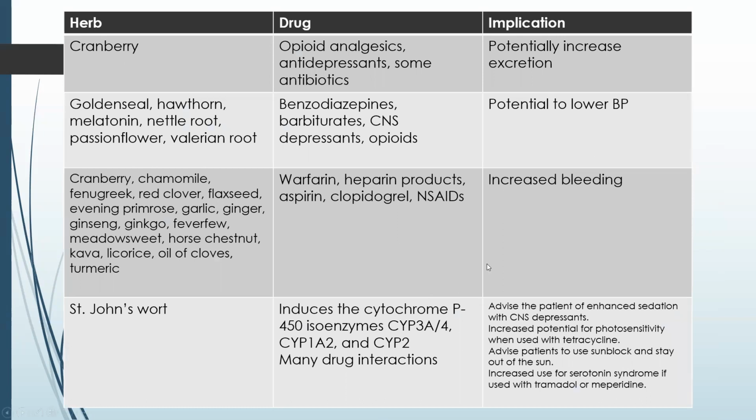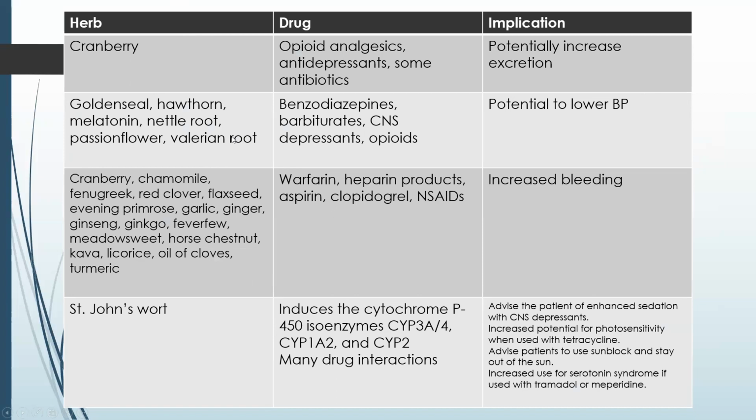You do not need to memorize all that's on this chart. I just thought it was interesting because it shows some interactions between some herbs and prescribed medications. Cranberry is pretty common and doesn't seem like that big of a deal, but high doses of cranberry taken in conjunction with opioids can potentially increase the excretion rate of the opioid. And then goldenseal, nettle root, valerian root, just different ones.